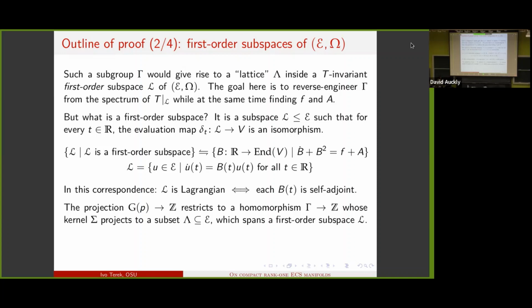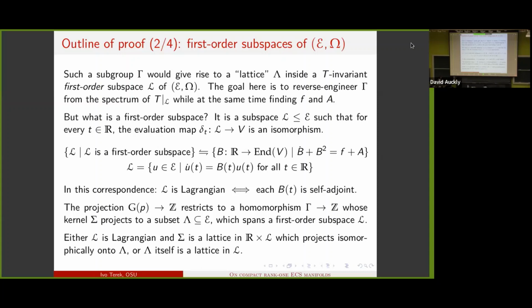So this projection is a homomorphism. This restricts to another homomorphism here going out from gamma. And the kernel of this thing will project to a subset which spans a first order subspace. So more or less, this is where the lattice is coming from. And either the subspace that is spanned by this projected image lambda is going to be Lagrangian, and this sigma is a lattice here, or lambda itself is a lattice.